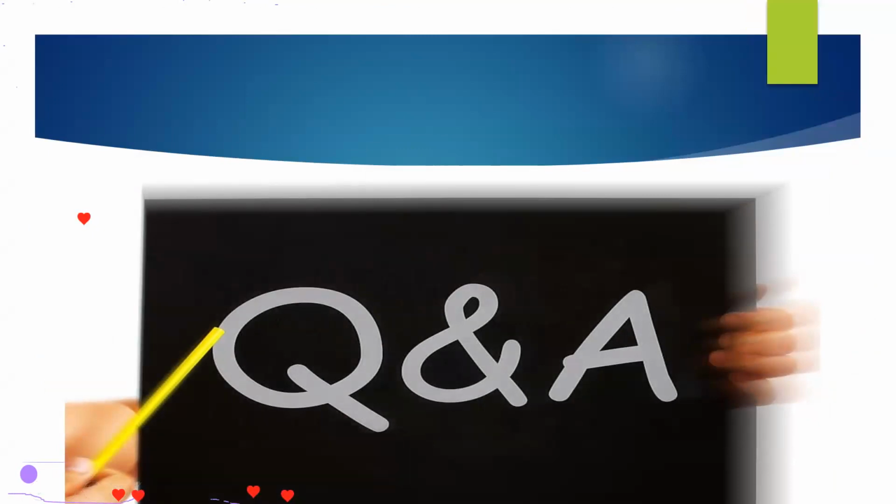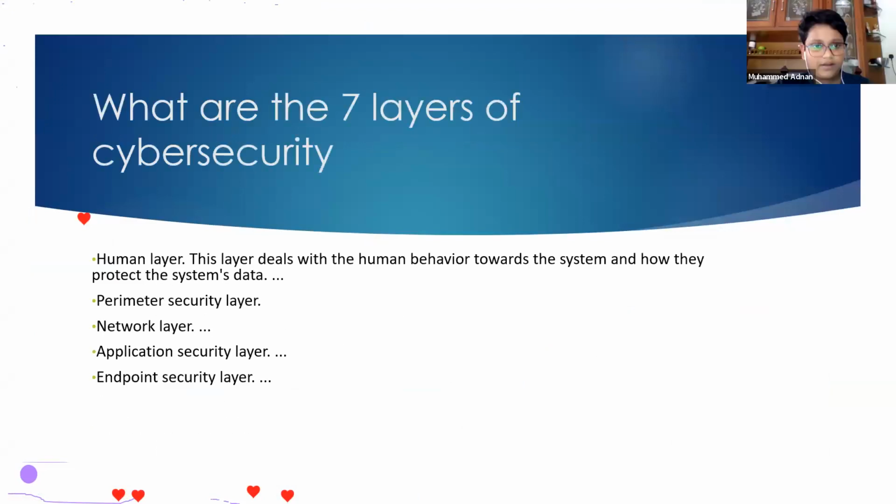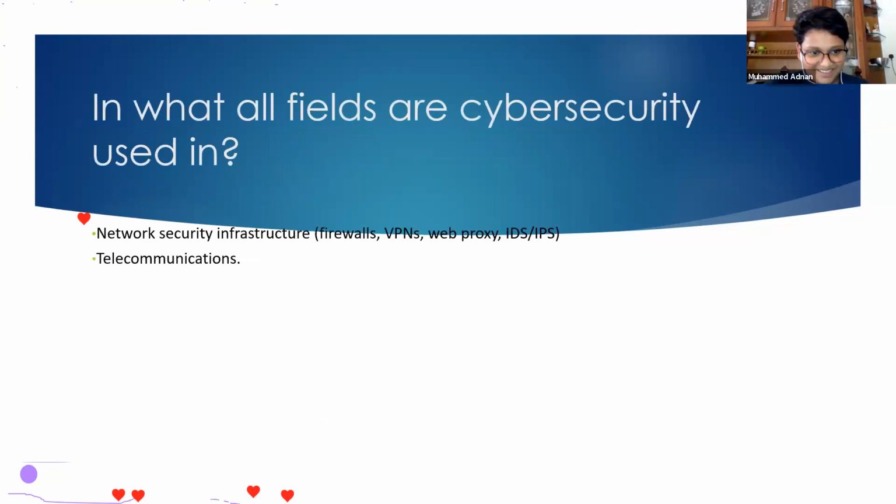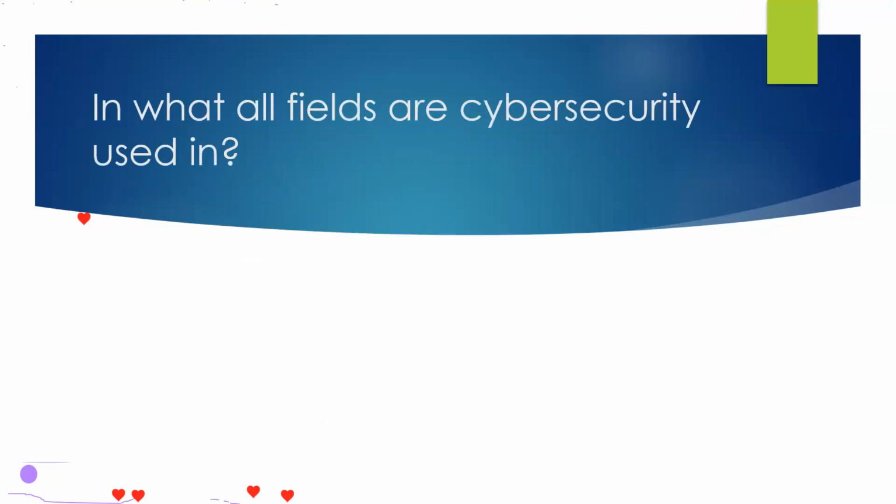Questions? I have a question. Yeah. What are the five types of cybersecurity? Okay, the five types of cybersecurity: critical infrastructure security, application security, network security, cloud security, and IoT security. Okay. Any questions? Who is the father of cybersecurity? I don't know about that. The father of cybersecurity is Bob Thomas.